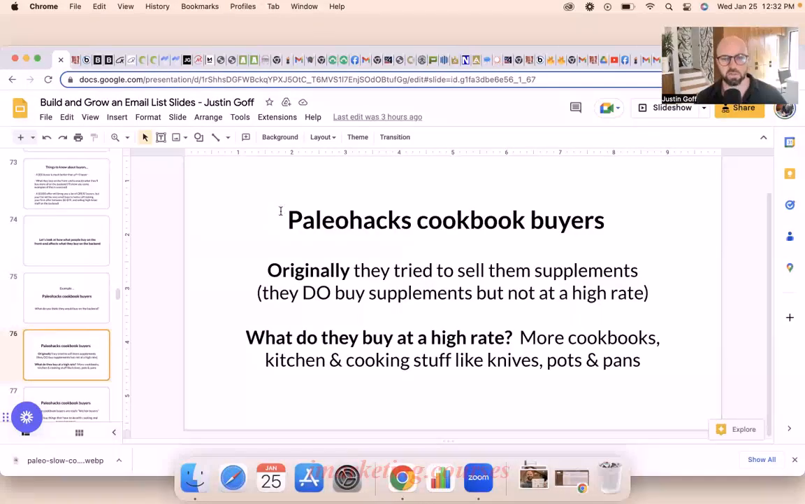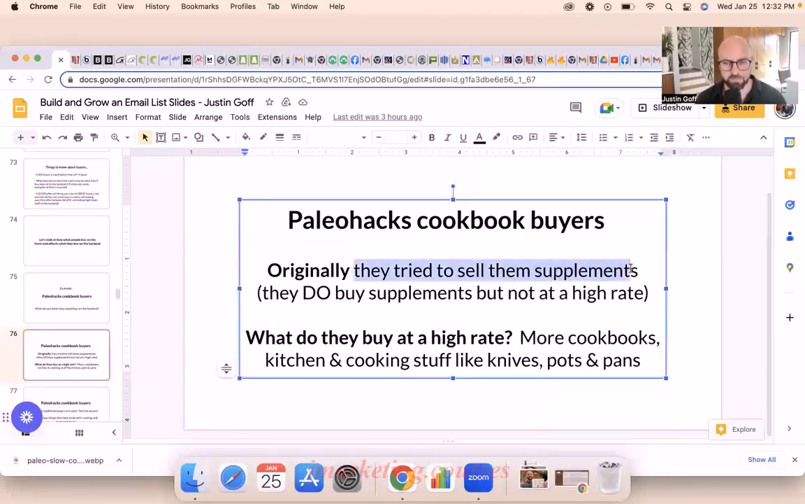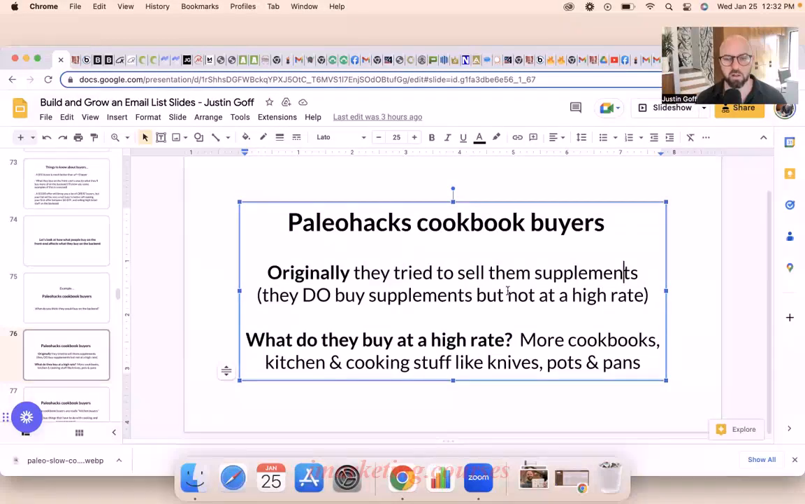What was really interesting about this? So originally, when they were getting these buyers, they tried to sell them supplements on the back end. And these people do buy supplements, but they do not buy them at a high rate. But what they do buy at a high rate is more cookbooks. So they bought a cookbook on the front end, they're going to buy cookbooks on the back end. And they also buy a lot of kitchen and cooking stuff. So knives, pots, pans, things like that.